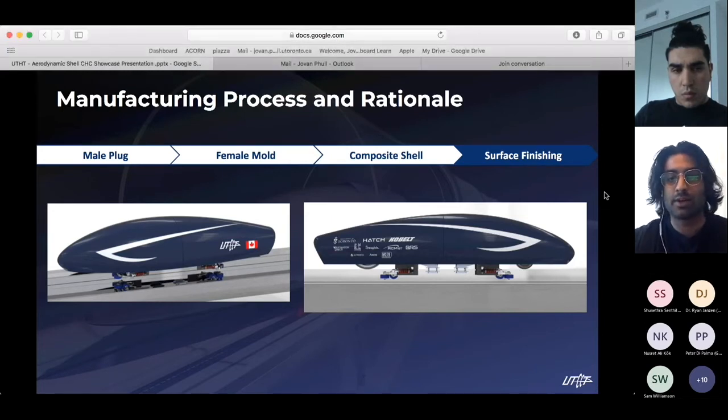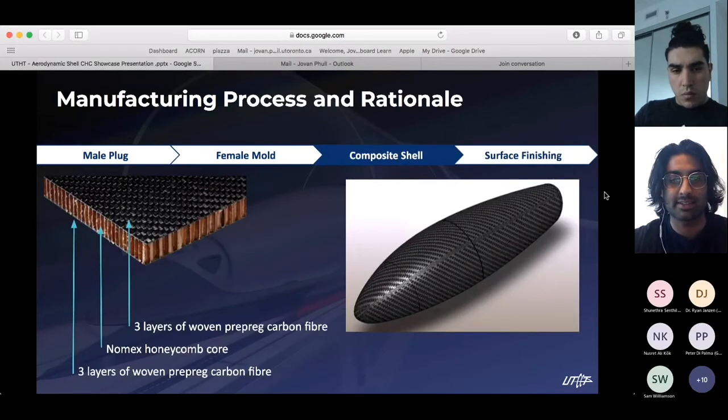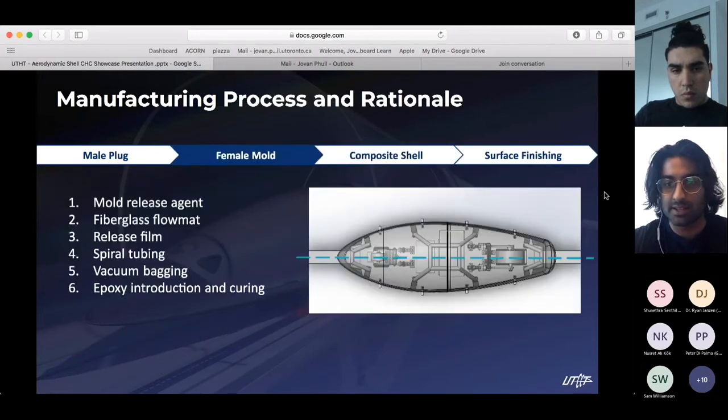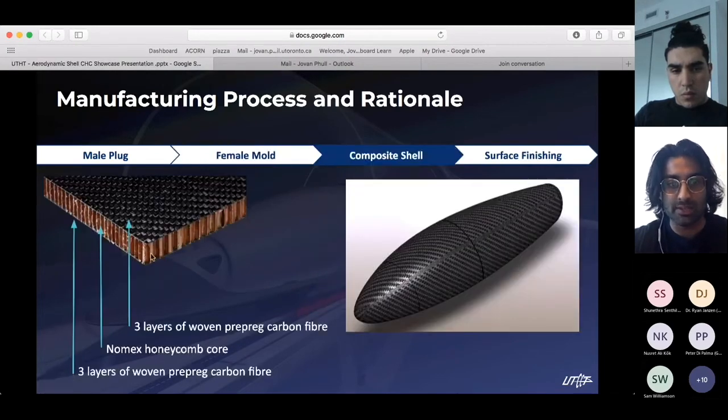Yeah, so I can't get into too many specifics here, but this honeycomb piece right here is fairly inexpensive, and the actual pre-preg itself is probably the most expensive. So I think we're on the order of magnitude around $1,000 for the material for the shell.